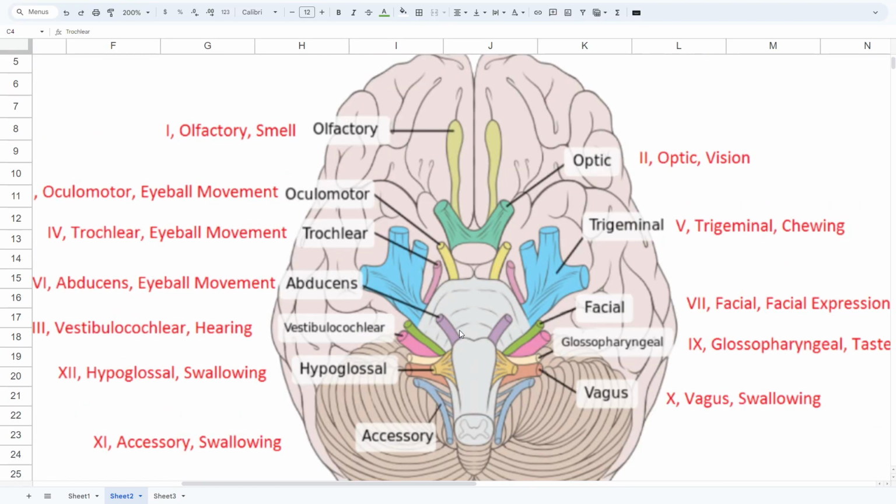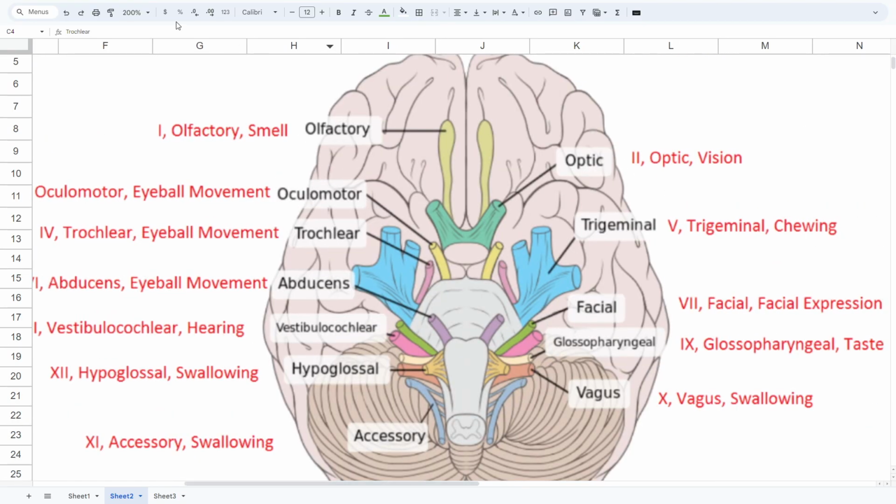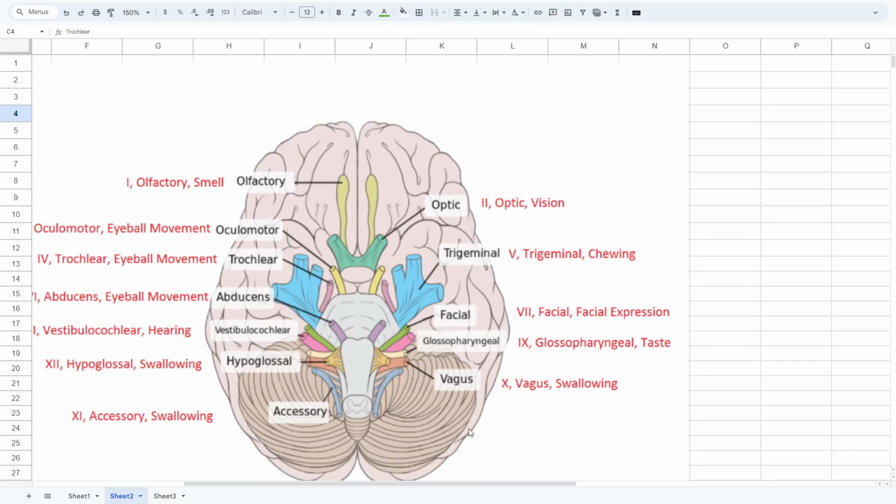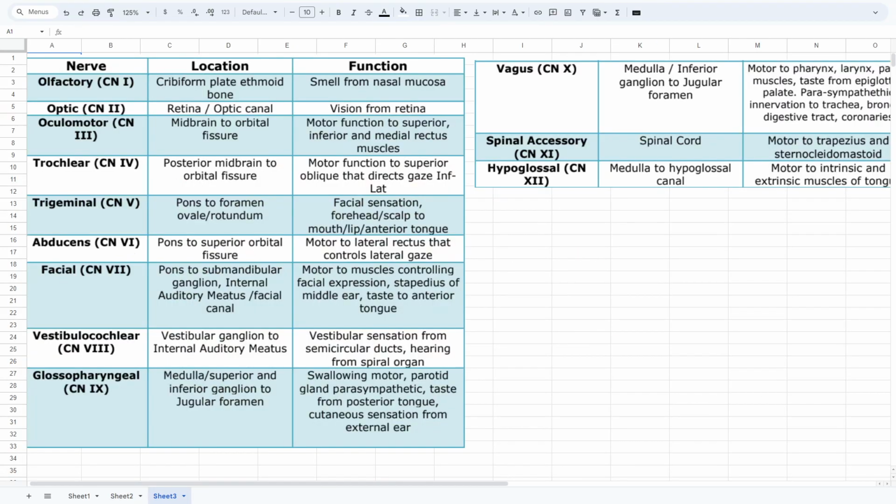Here's some anatomy as to where those nerves are. Again, here are the 12 cranial nerves: olfactory, optic, oculomotor, trochlear, trigeminal, abducens, facial, vestibulocochlear, glossopharyngeal, vagus, spinal accessory, and hypoglossal.